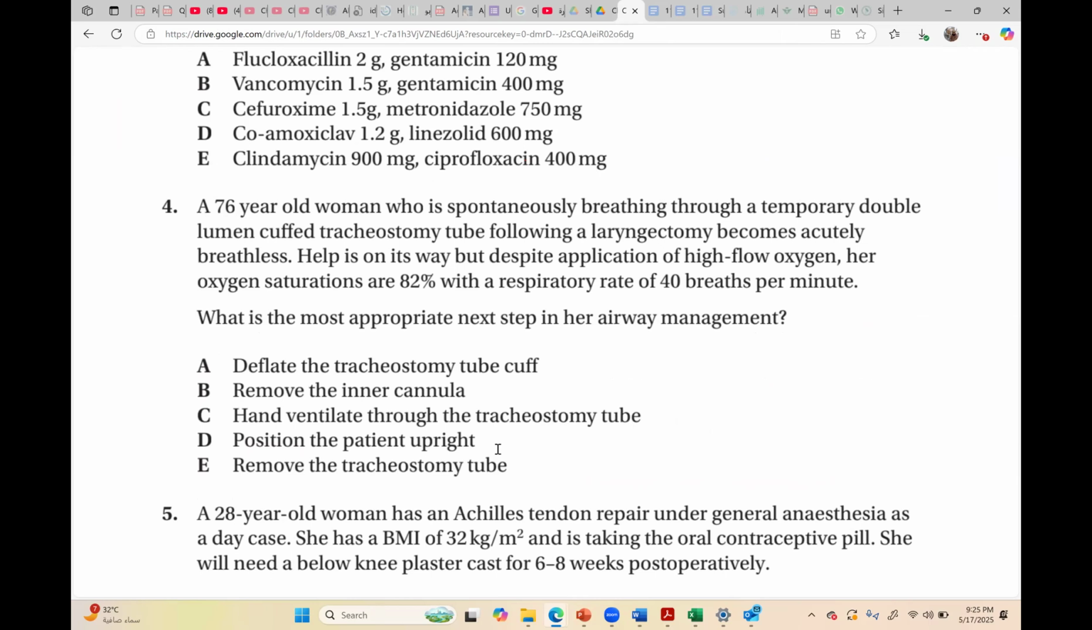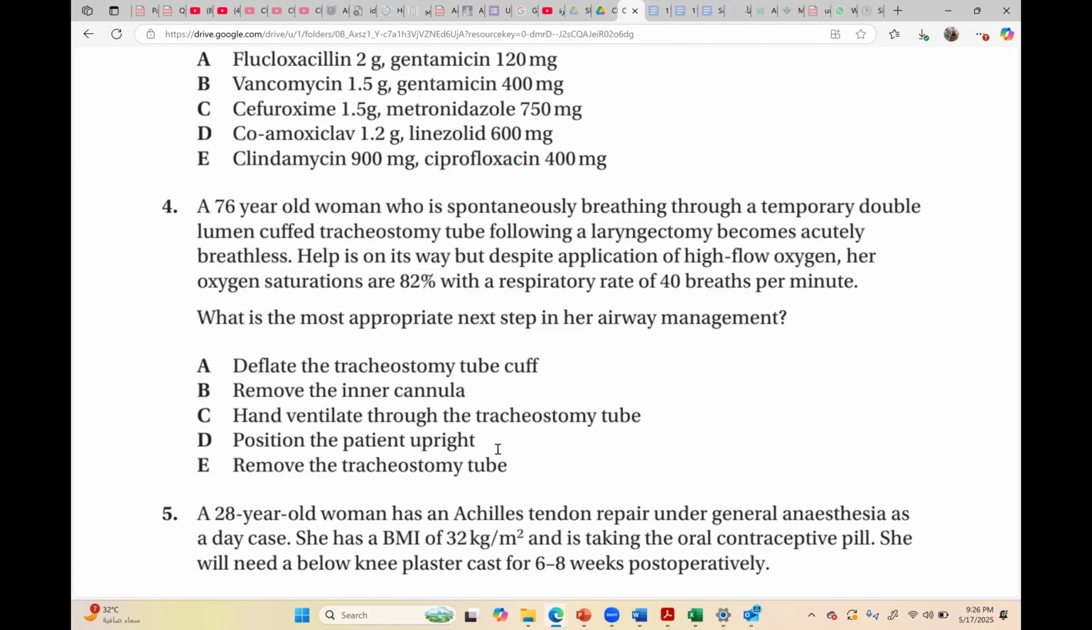A 76-year-old woman who is spontaneously breathing through a temporary double lumen cuffed tracheostomy tube following a laryngectomy becomes acutely breathless. So what are the concerns here? It is with laryngectomy. So what are the things you can revise about laryngectomy: cancer, chemotherapy, radiotherapy, airway problems? All these things can come into your mind. Help is on the way, but despite application of high flow oxygen, her saturations are 82% with a respiratory rate of 40 breaths per minute. What is the most appropriate next step in her airway management?